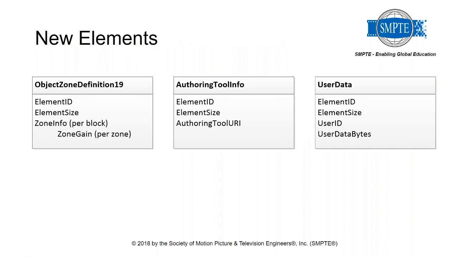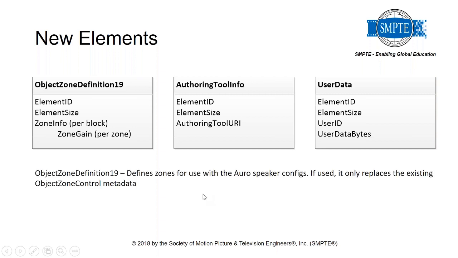So this gets back to the question posed a little bit ago. So these are the new elements, meaning these are the elements that are not used in existing Dolby Atmos content. One of them is the object zone definition 19 ID, which is a mouthful. It's called that because it has 19 zones, and it is similar to the object zone control metadata in an object. So it is a sub-element of an object, and it can be used if the renderer recognizes that it's in an environment that supports these 19 zones.